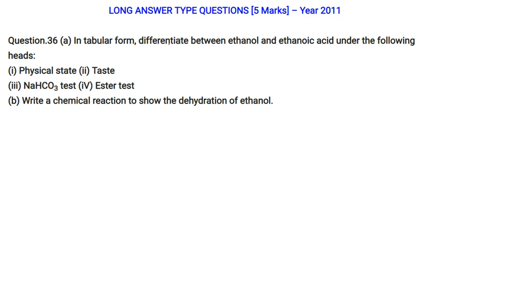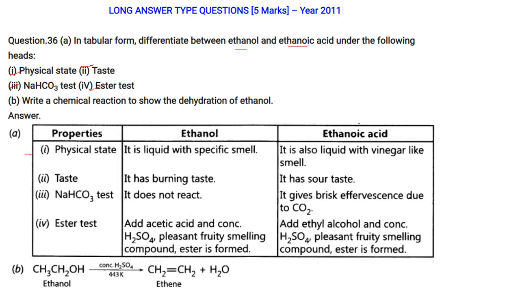In tabular form, differentiate between ethanol and ethanoic acid under the following heads: physical state, taste, NaHCO3 test and ester test. Physical state: ethanol is a liquid with a specific smell, while ethanoic acid is a liquid with a vinegar-like smell. The taste of ethanol is burning, while ethanoic acid has a sour taste. NaHCO3 test: ethanol does not react, while ethanoic acid gives brisk effervescence due to carbon dioxide.